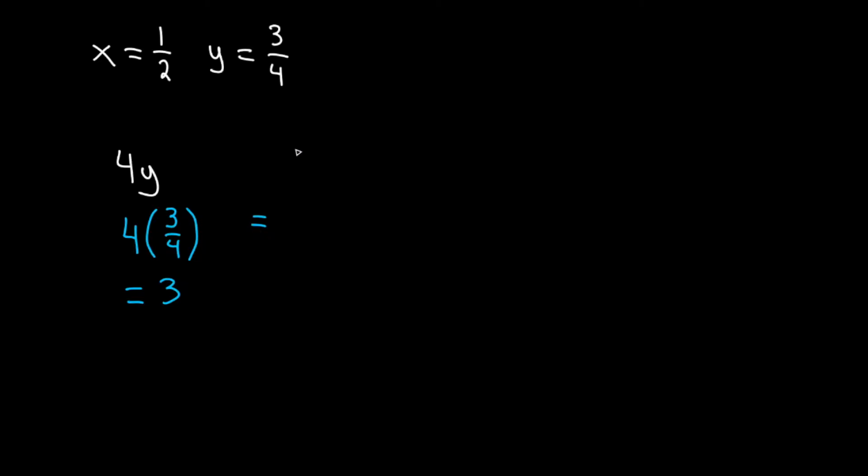I'll do the long way again, quickly though. This is the same thing as saying 4 over 1 multiplied by 3 over 4. Now let's do the top. 4 times 3 is equal to 12. Now the bottom, 1 times 4 is equal to 4, and 12 divided by 4 is equal to 3.